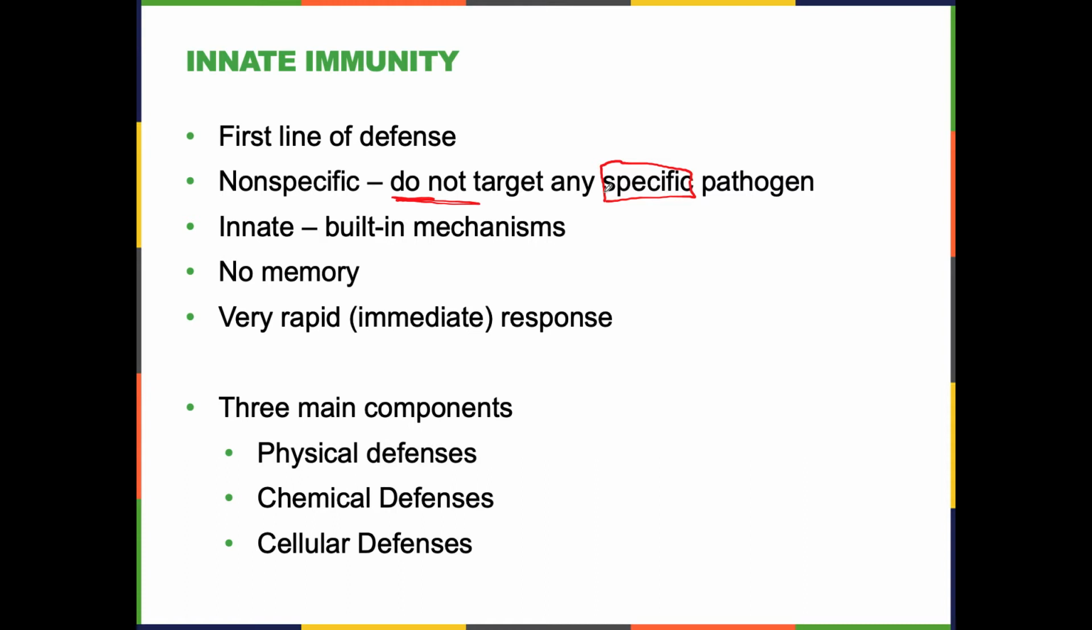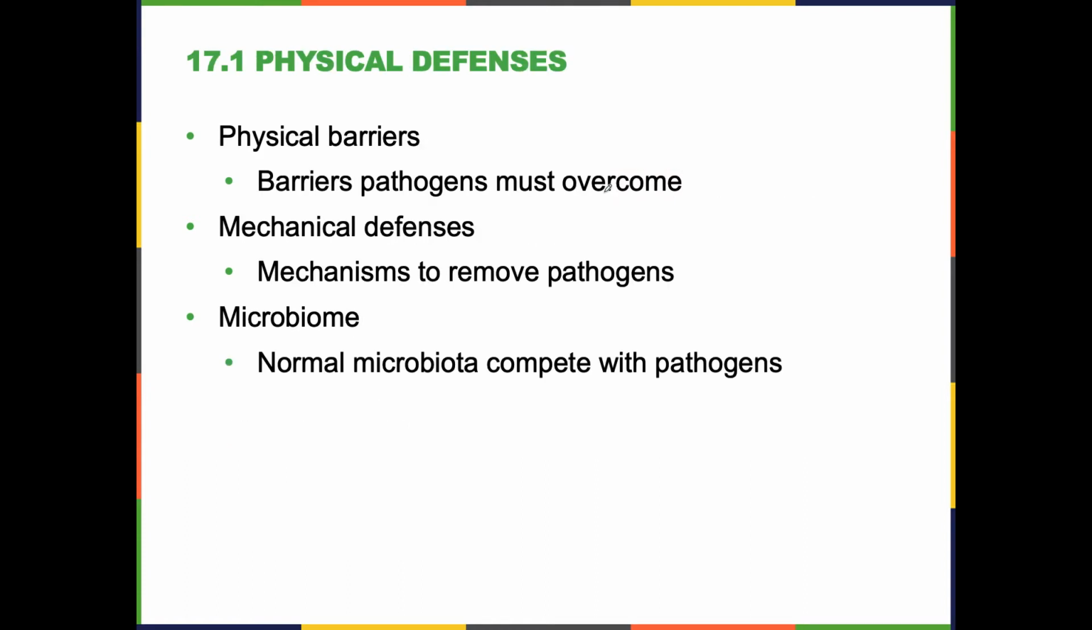So with respect to physical defenses, microbes have to overcome them when they invade. Now imagine a microbe is going to come and try to attack you. In order to get at the good part, the places the microbes want to be in, it has to get past and overcome these defenses, right? There are three general types of physical defenses: barriers, mechanical defenses, and our microbiome.